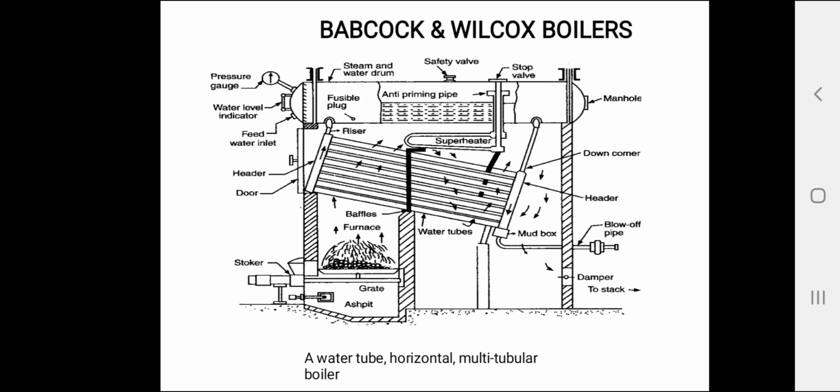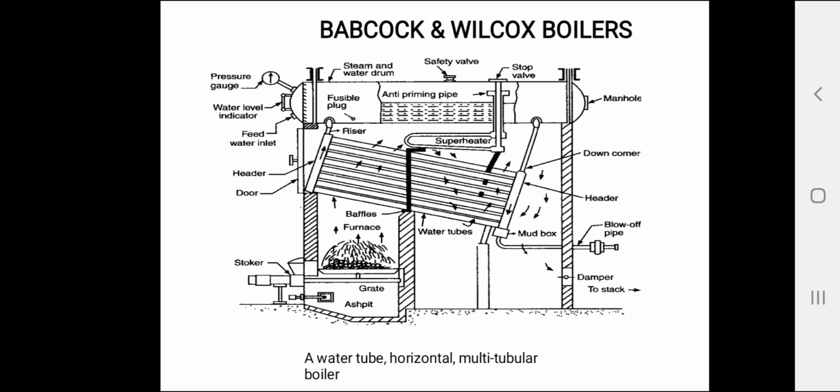The furnace is outside the boiler body, so it is externally fired. The water comes down with the help of gravity, and hot water moves upward as its density reduces. From this side the water comes in, and from this side the water rises up. So this is a Babcock and Wilcox boiler.